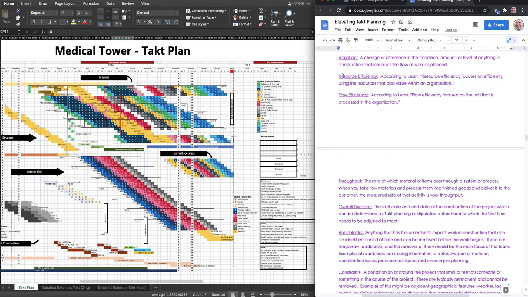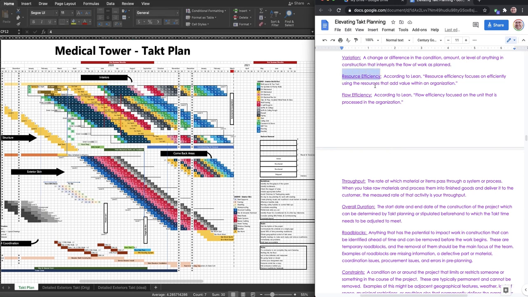Resource efficiency, that means, do I want one trade partner working efficiently? The answer is no. We want flow efficiency. We want the whole thing to flow.